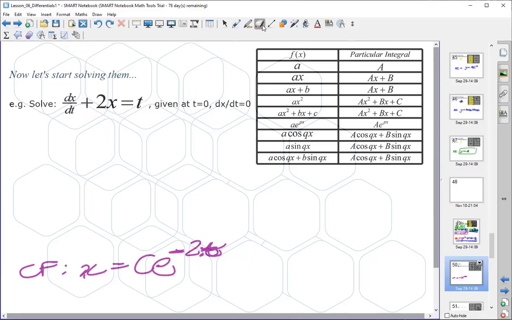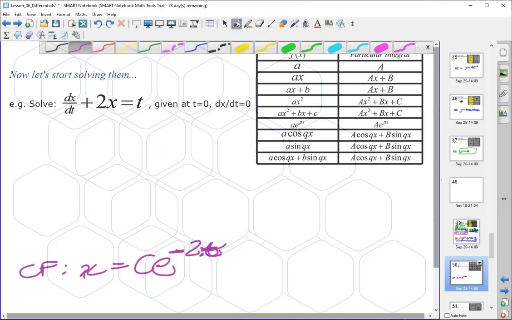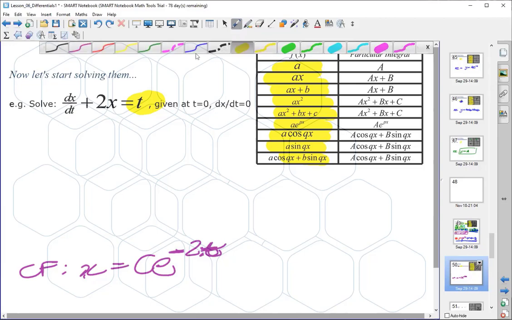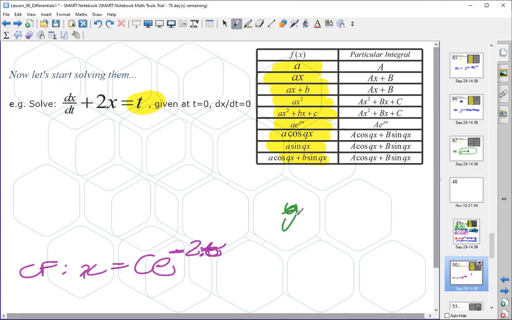Okay. Now we've got to do the particular integral, and for the particular integral, we've got to look at this, and it's going to tell us which one it is. And of course, these are all x's. You just got to imagine they're all t's now. At plus b. So the particular integral, which is green, if I remember rightly, is x equals at plus b.